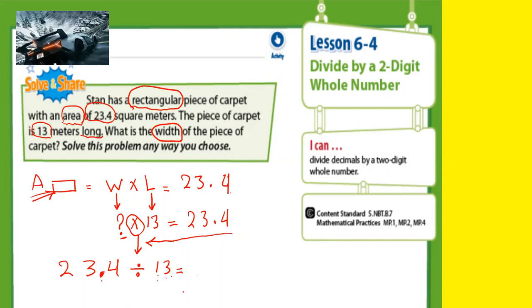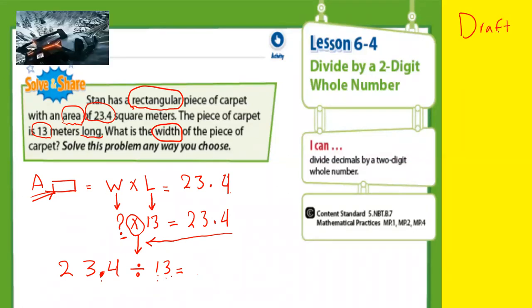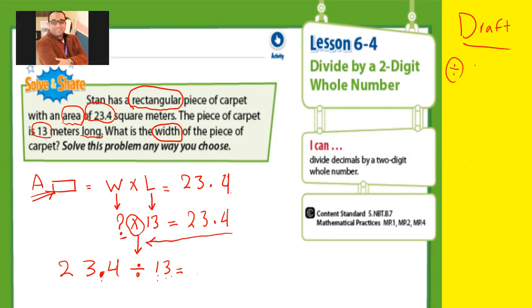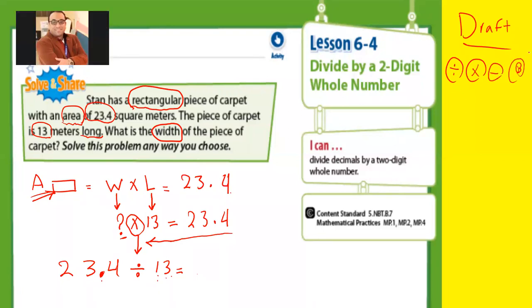To start any long division, Adam, whether it contains a decimal point or not, the first thing you have to do is draw what? The draft, very good. The draft for what, Adam? Divide, multiplication, and subtraction. Break down. Don't forget, bring down, am I right?